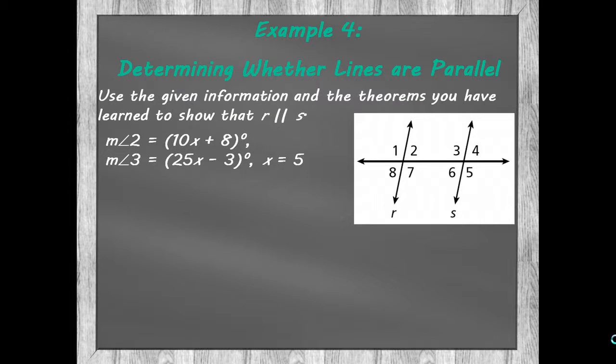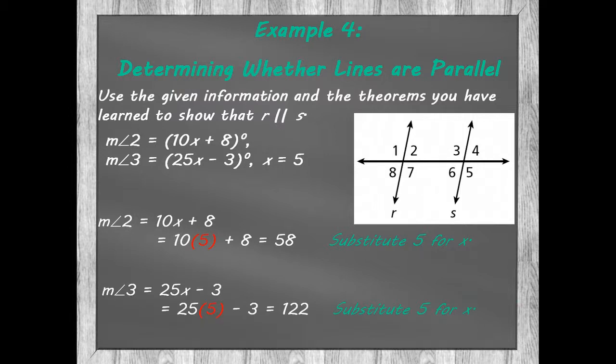Use the given information to show that R is parallel to S. In this case, we have angles 2 and 3. The measure of angle 2 is 10x plus 8 degrees. The measure of angle 3 is 25x minus 3, and x equals 5. If we substitute in 5 for x, we get that the measure of angle 2 is 58. The measure of angle 3 is 122.